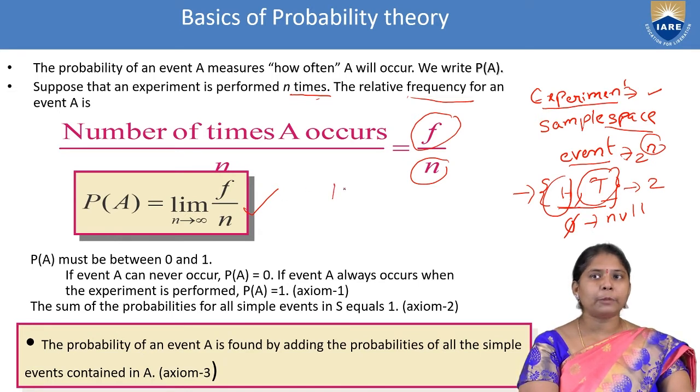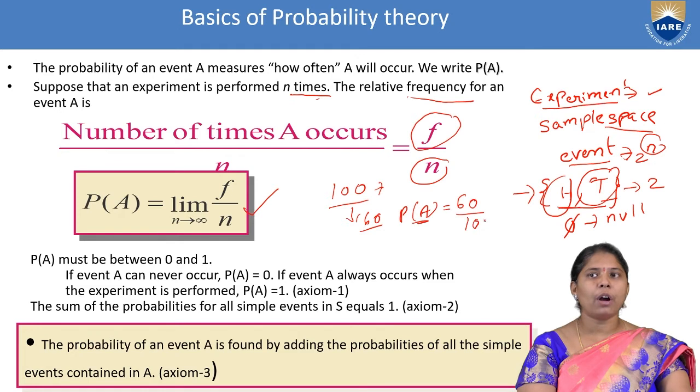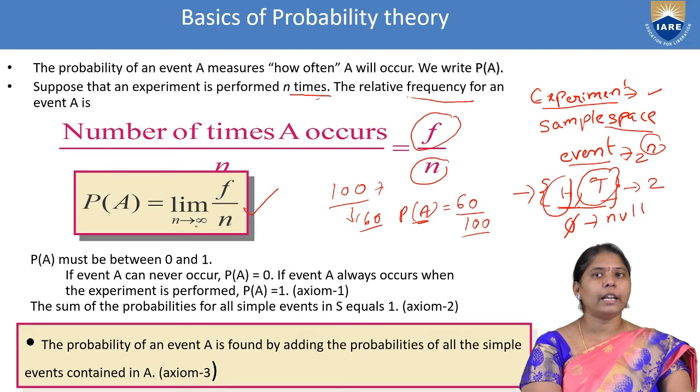Suppose I repeat an experiment 100 times, a coin is tossed. In these 100 times, 60 times head appears. Then what is the probability of A? A is head. How many heads occur in 100 coin tosses? Here 60 times it occurred out of 100. So this is the probability of event A. We get exact accuracy when the experiment is repeated n tends to infinity. That means we have to repeat the experiment an infinite number of times to get the probability of A.